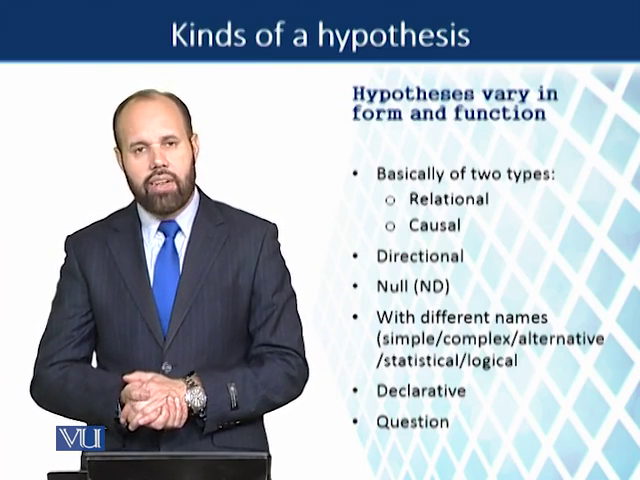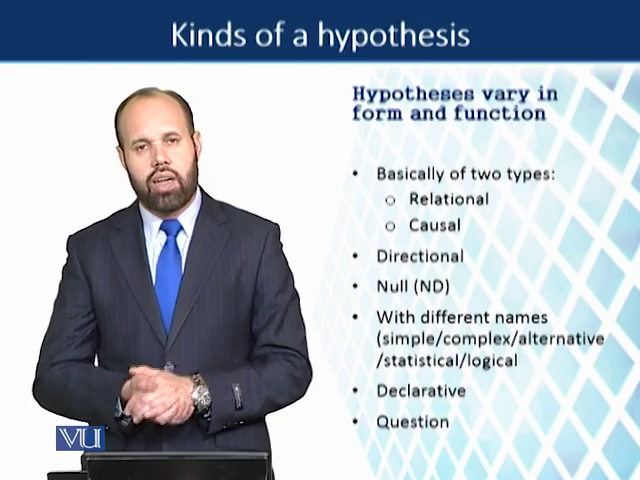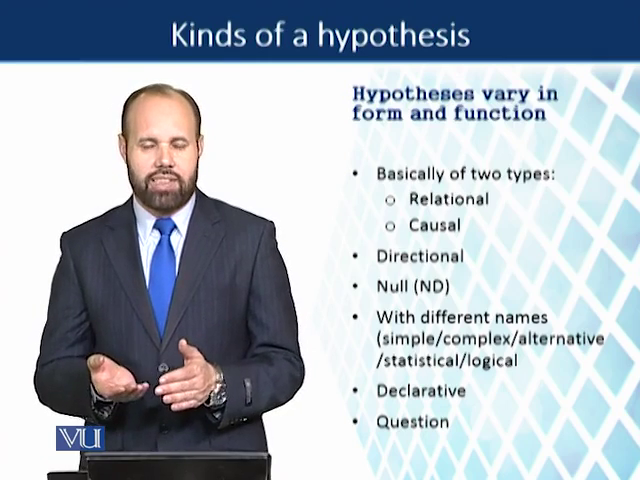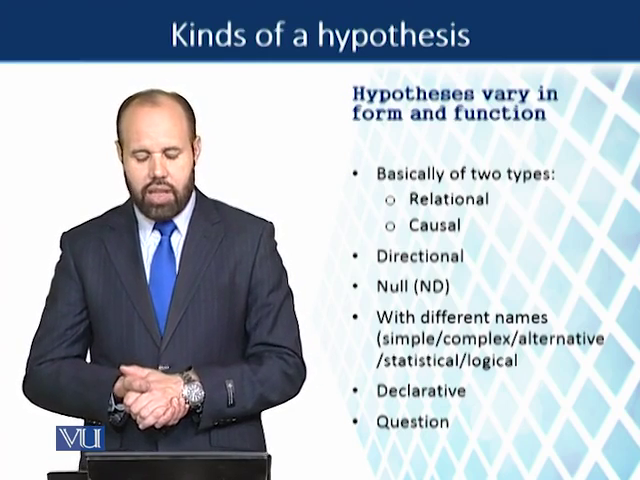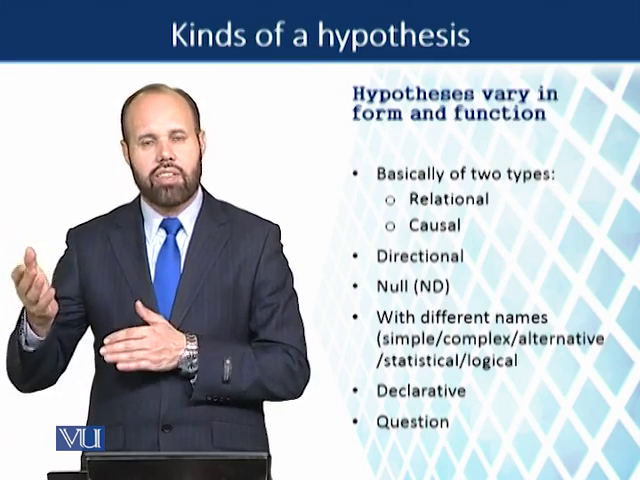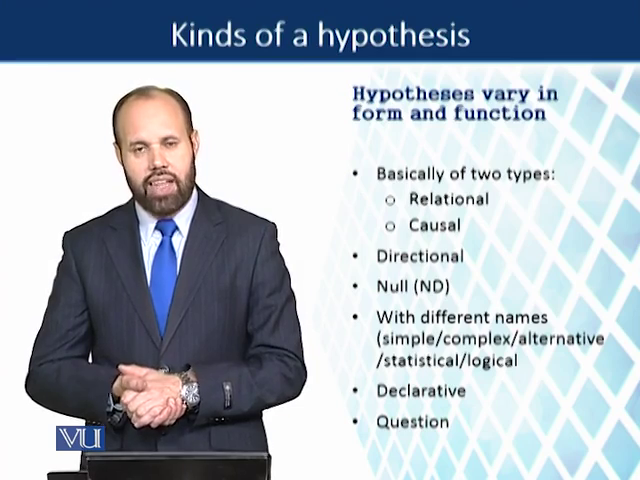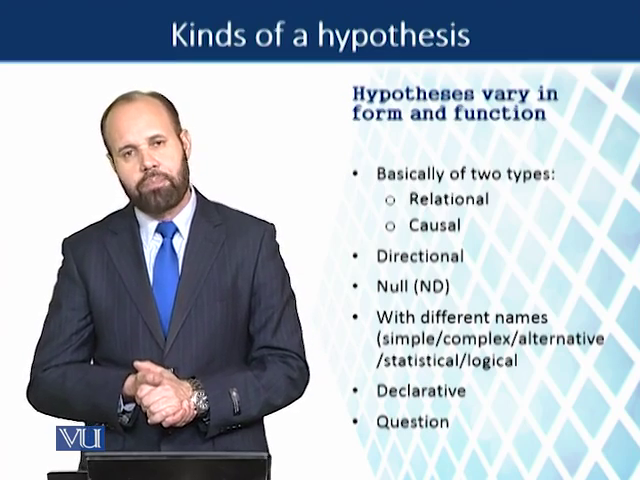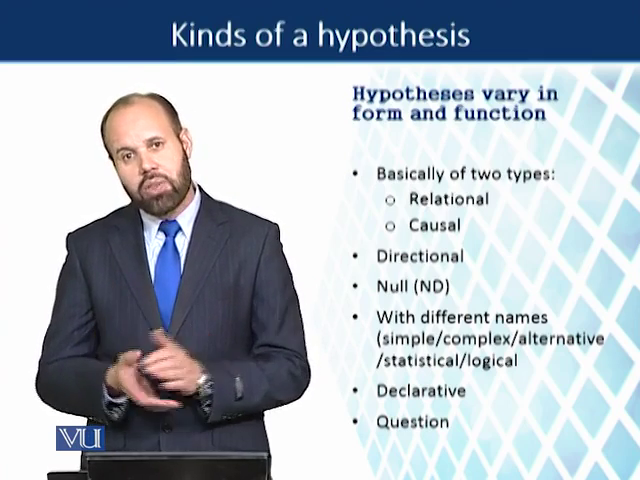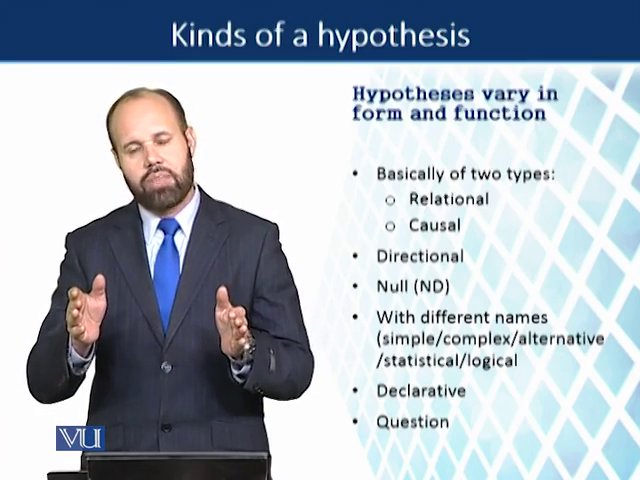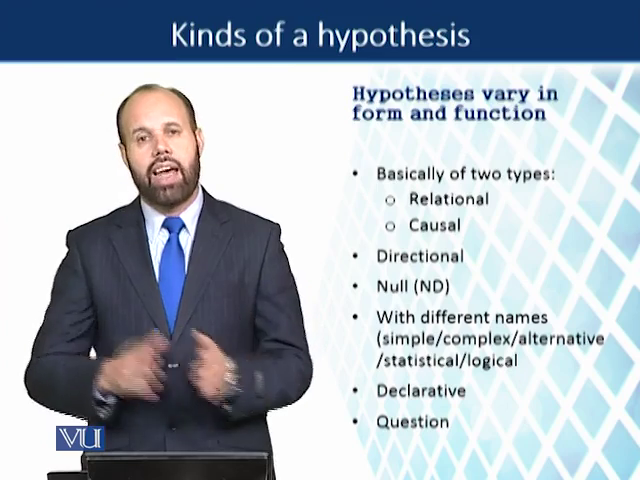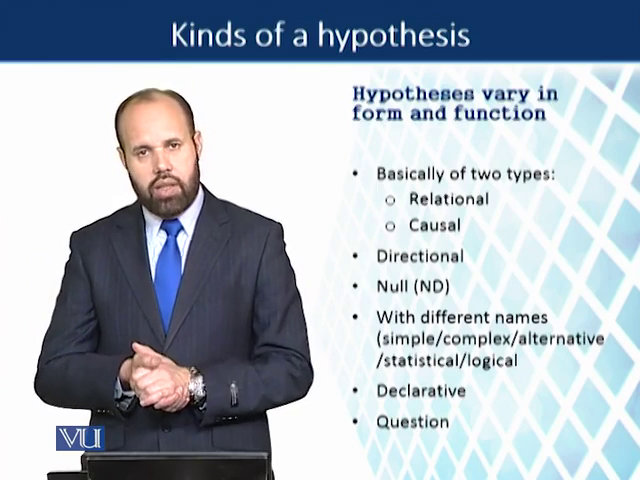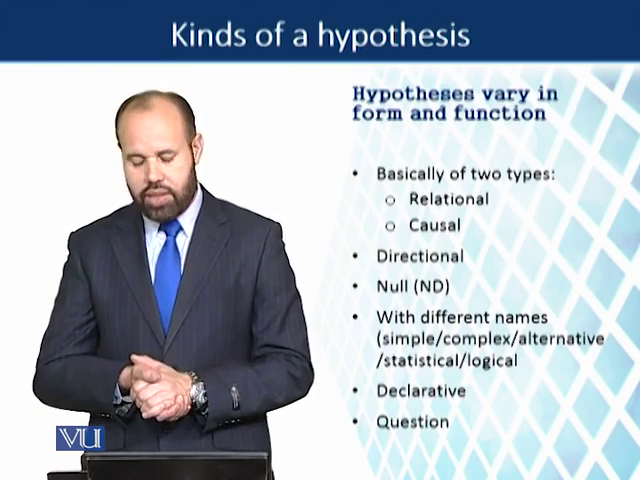Then we may also have the null hypothesis, which is also called the non-directional hypothesis or zero hypothesis. So when we don't have any negative or positive direction, then it is a null hypothesis. And then we may also have other names for hypotheses, like simple hypothesis or complex hypothesis. Simple when only two variables are there, independent and dependent. And then we have complex hypothesis, where more than two variables are involved and the situation is complex.